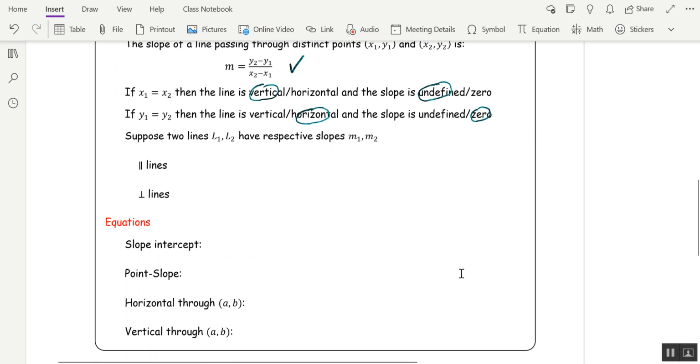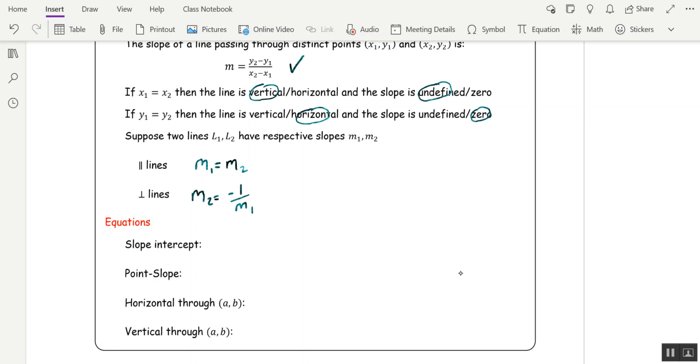You will learn about or relearn parallel and perpendicular lines. Parallel lines have equal slope, m1 equals m2. Perpendicular lines have slopes that are negative reciprocals: m2 is negative 1 over m1.